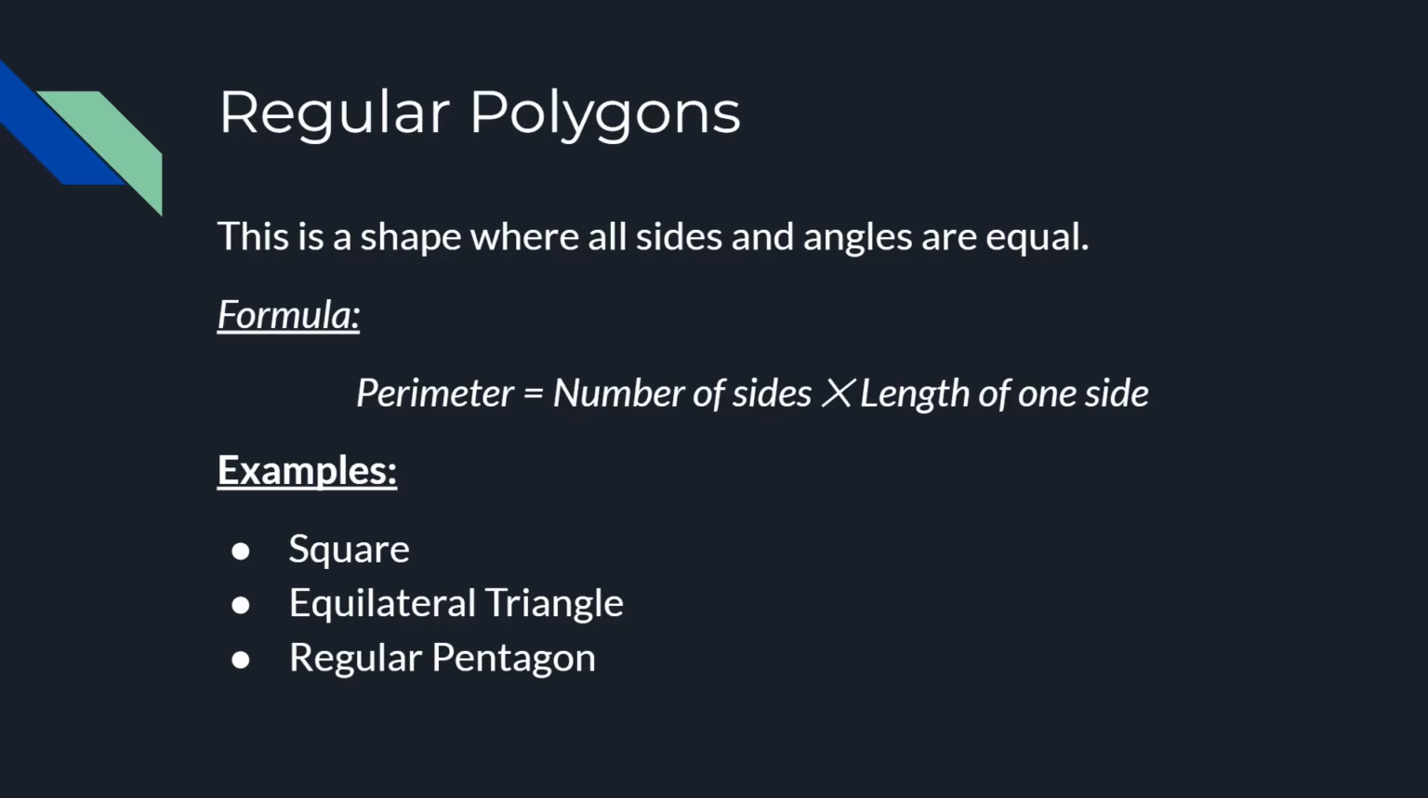Now, shapes can either be regular or irregular, and you will require different methods to either estimate or determine the perimeter. Let's start with regular polygons.